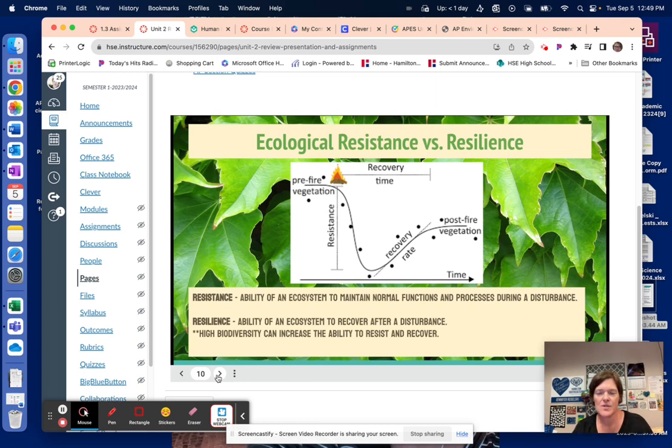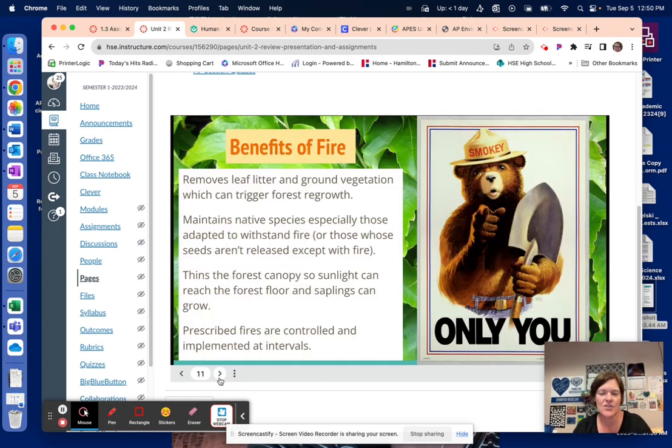And then ecological resistance versus resilience. With resistance, the ecosystem maintains normal functions and processes when there's some sort of disturbance, versus resilience, which is how quickly an ecosystem recovers after a disturbance. So resistance is as the disturbance is happening, resilience is after.